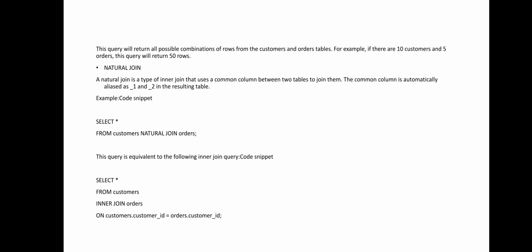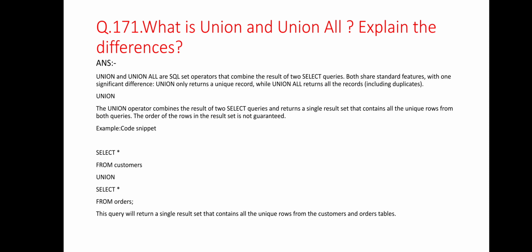Natural join. A natural join is a type of inner join that uses a common column between two tables to join them. The common column is automatically aliased as column_1 and column_2 in the resulting table. SELECT * FROM customers NATURAL JOIN orders. This query is equivalent to the following inner join query: SELECT * FROM customers INNER JOIN orders ON customers.customerID = orders.customerID.